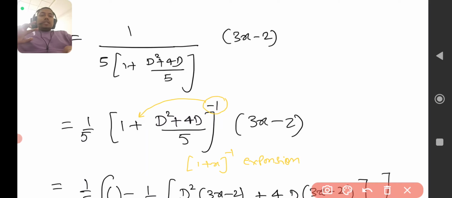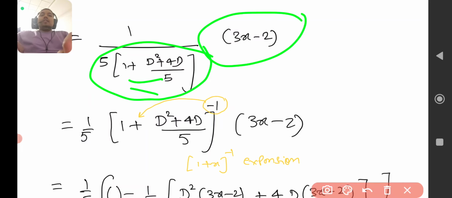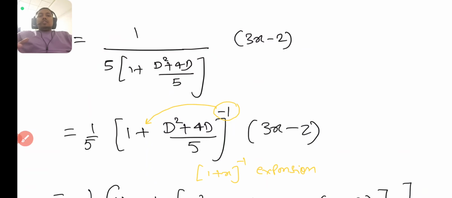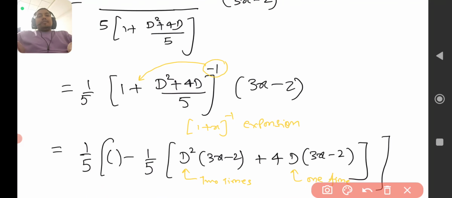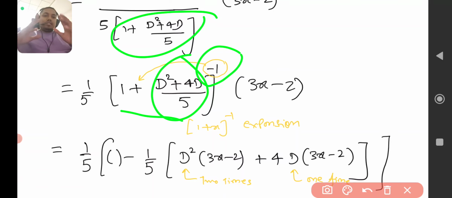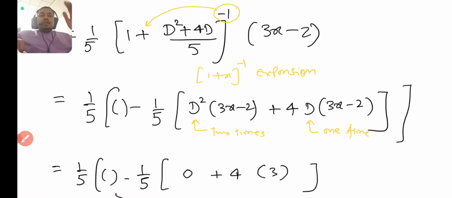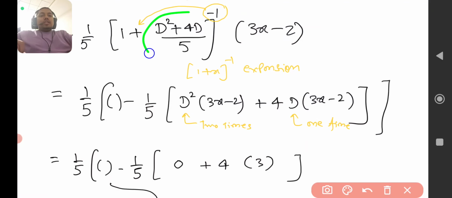First I wrote here f(D), then I wrote the f(D) value, then I took 5 common, and then I made this format. And I am combinedly writing 3x minus 2. Then what is your step? You have to take this entire bracket up, so minus 1 will come here, and then you will go for expansion, correct? 1 minus x. Consider this as x: (1 plus x) power minus 1 expansion, which I told you in the last class: 1 minus x plus x square minus x cube. According to that, you will be expanding this bracket. Consider this total thing as x.